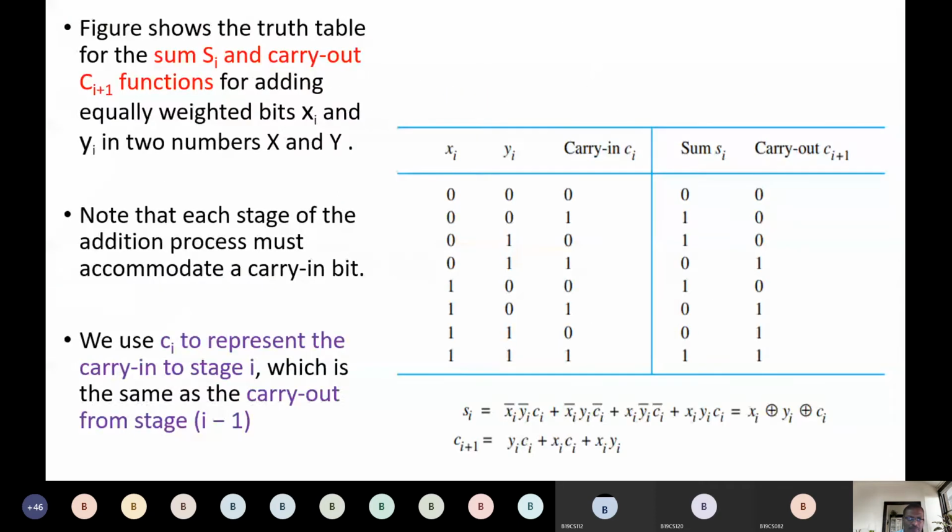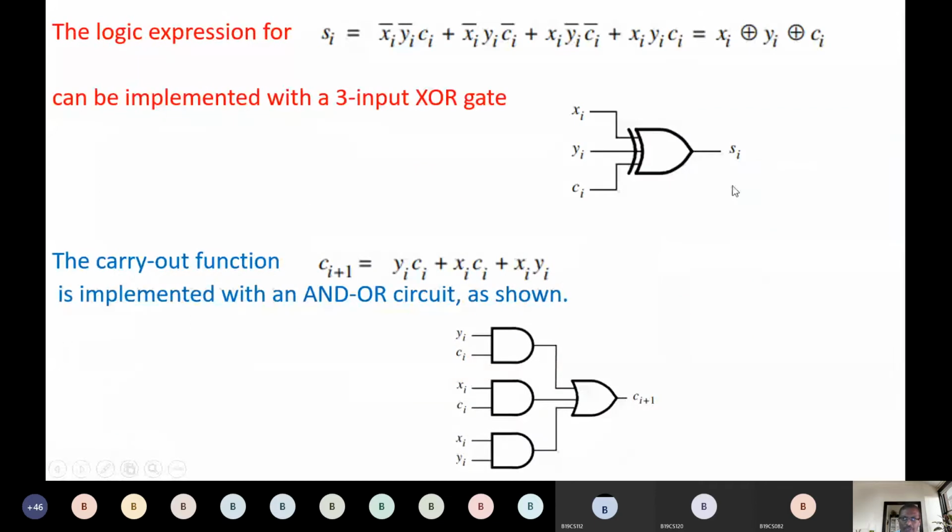Hope everything is clear. First, just a quick glance of 2 minutes. We had taken the truth table. We checked what happens with different combinations of 1 bits: when we add, what is the carry in, what is the carry out, and what is the sum. Based on this, we generated the expressions for the sum and the expressions for the carry out. And for these two expressions, we saw the hardware implementation.